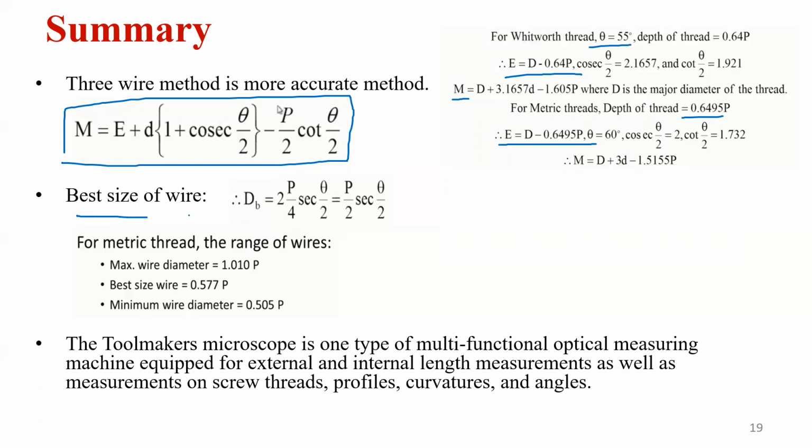And we defined the best size of the wire, which is p by 2 secant theta by 2. For a metric thread, theta is equal to 60 degrees. By substituting here, you will get 0.577 times the pitch.